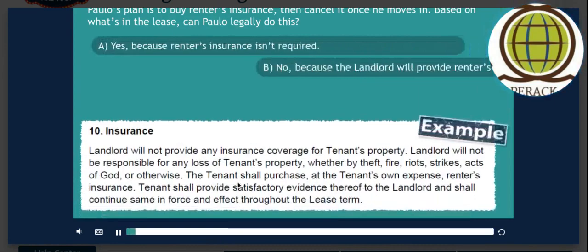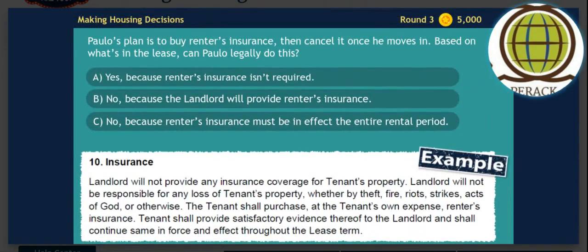Paulo's plan is to buy renter's insurance, then cancel it once he moves in. Based on what is in the lease, can Paulo legally do this? Is the answer A, yes, because renter's insurance isn't required? B, no, because the landlord will provide renter's insurance? Or C, no, because renter's insurance must be in effect the entire rental period?